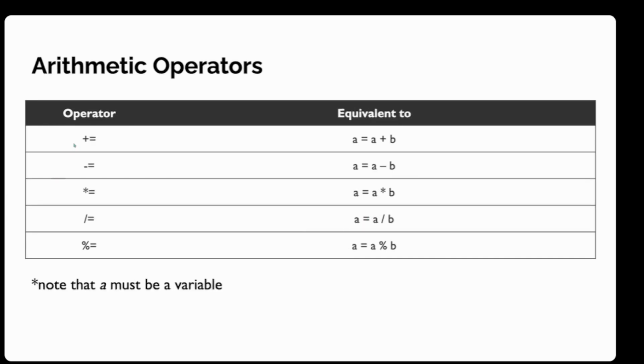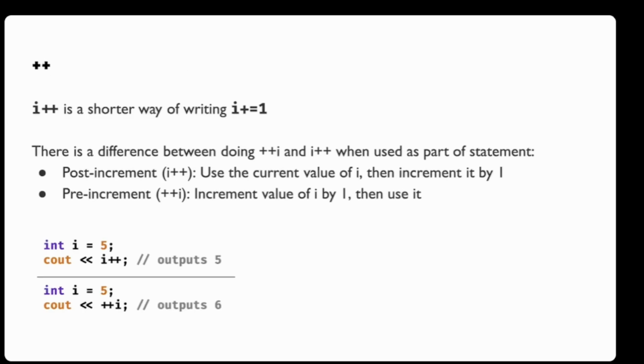So we have plus equals, minus equals, times equals, divide equals. I think it's pretty self-explanatory how this works. Just equivalent to what's on the right side. And plus plus is a shorter way of writing plus equals one.